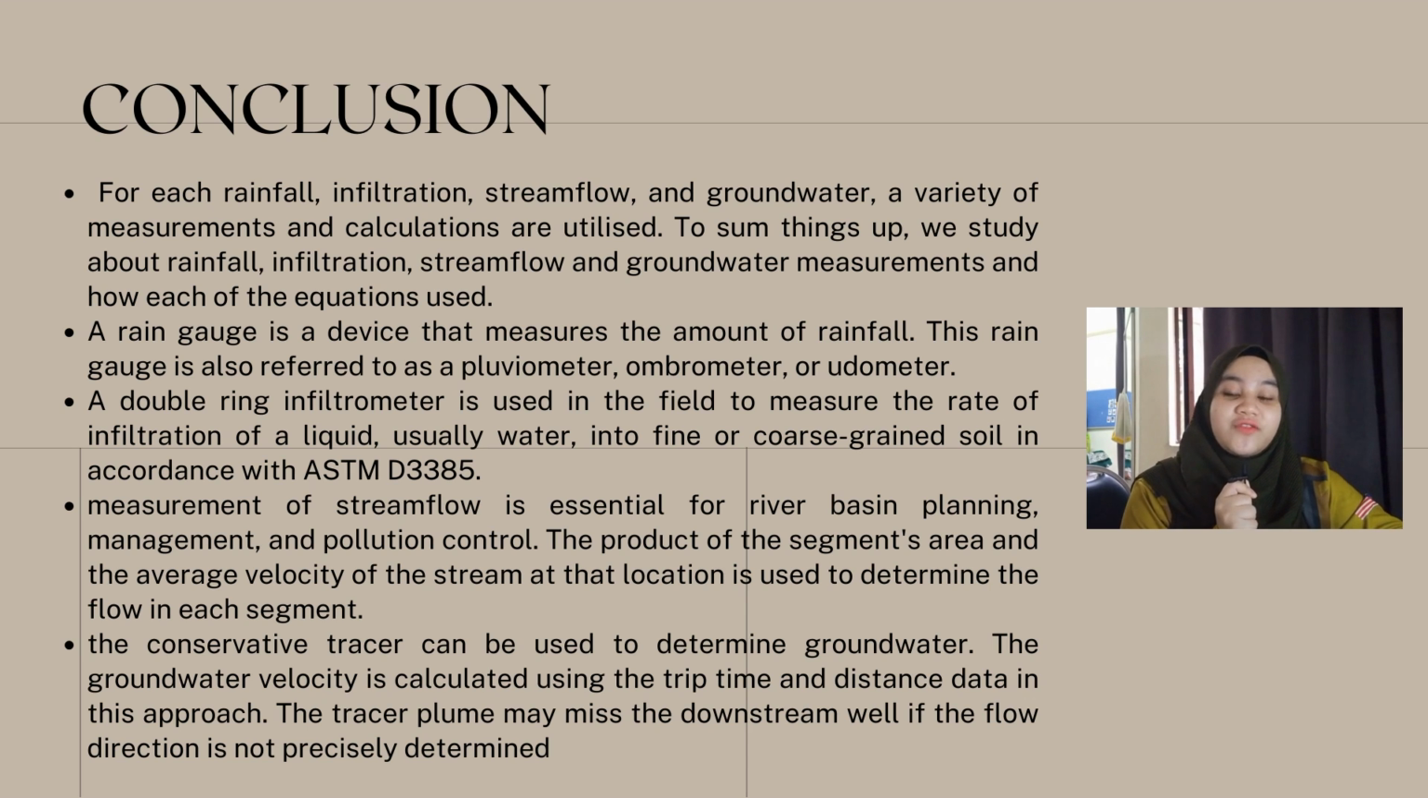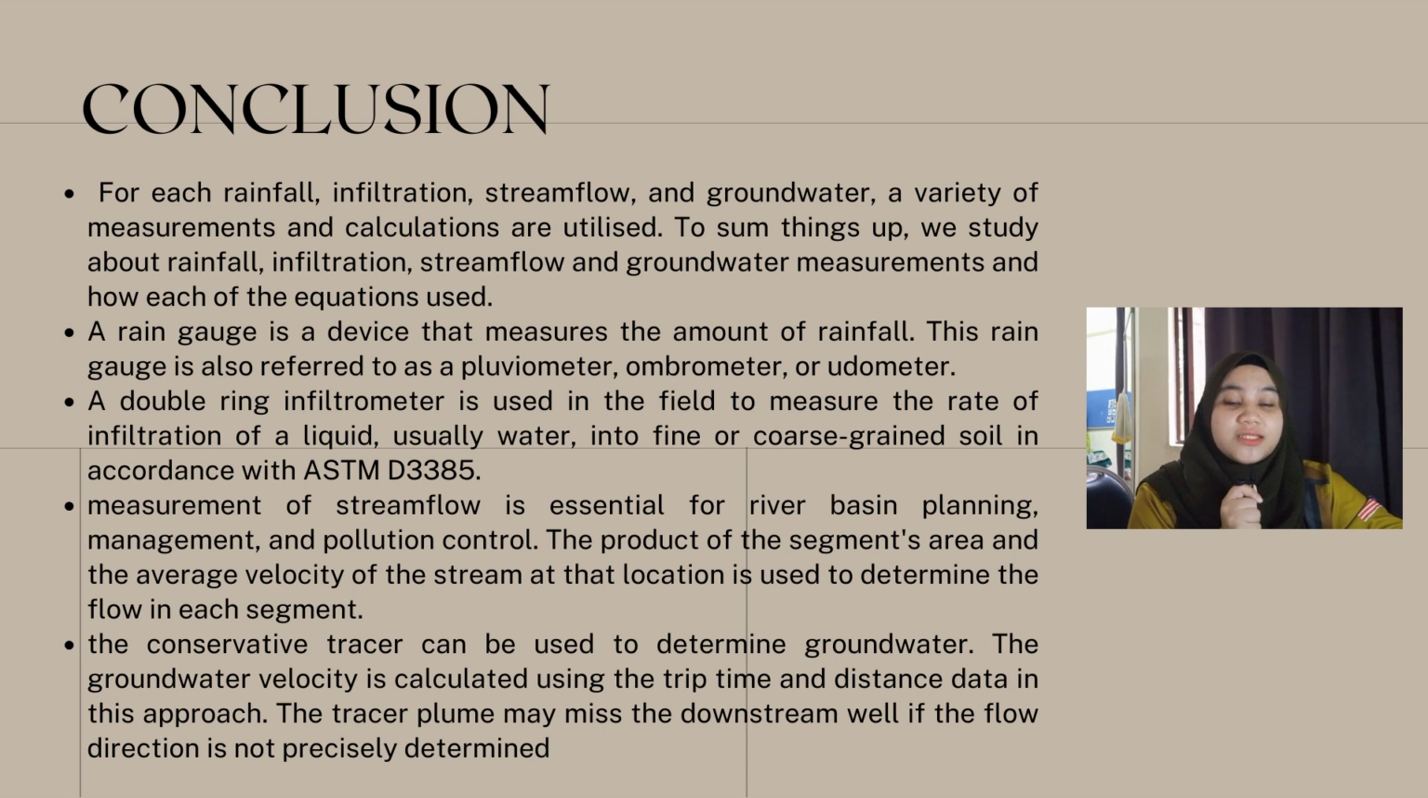It is now my turn to conclude our project. For each of rainfall, infiltration, stream flow, and groundwater, a variety of measurements and calculations are utilized. To sum things up, we studied rainfall, infiltration, stream flow, and groundwater measurements and how each of the equations is used. Firstly, a rain gauge is a device that measures the amount of rainfall. A rain gauge is also referred to as a pluviometer, ombrometer, or udometer.